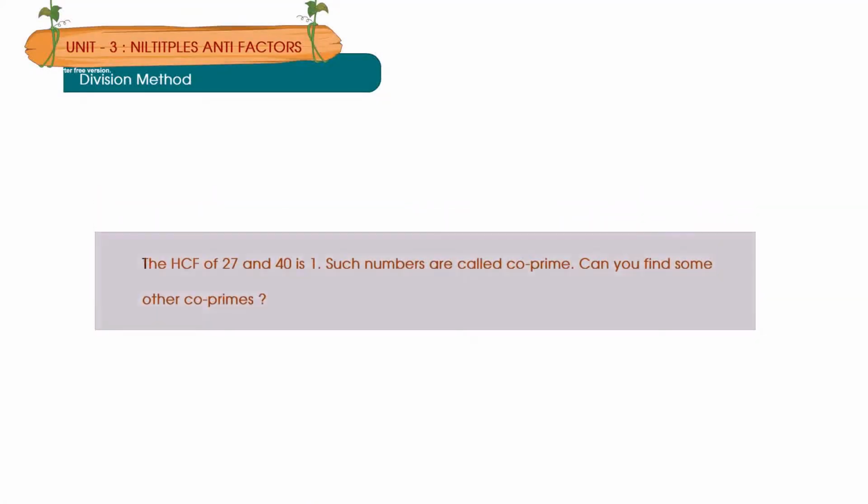The highest common factor of 27 and 40 is 1. Such numbers are called coprime. Can you find some other coprimes?